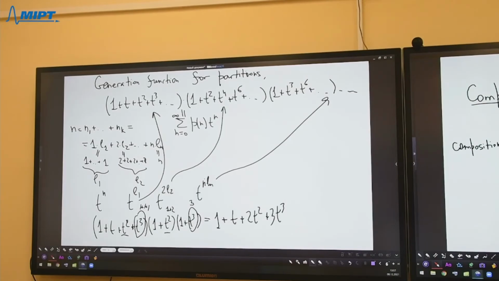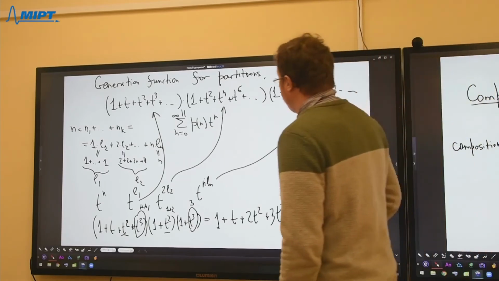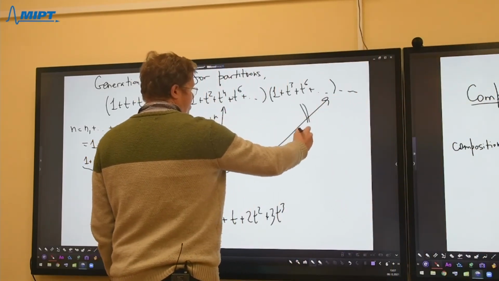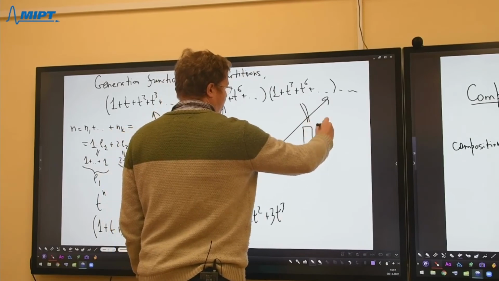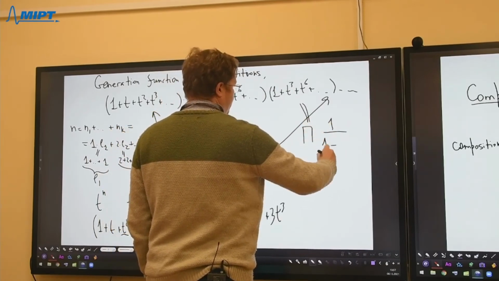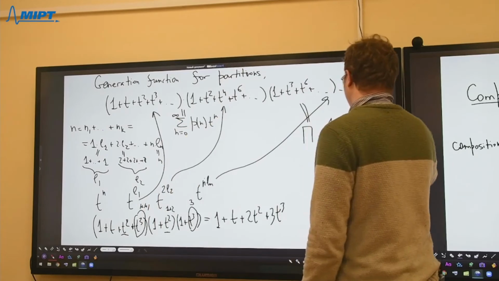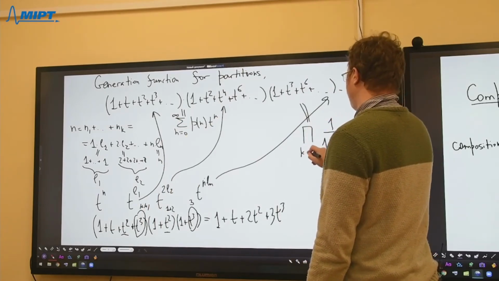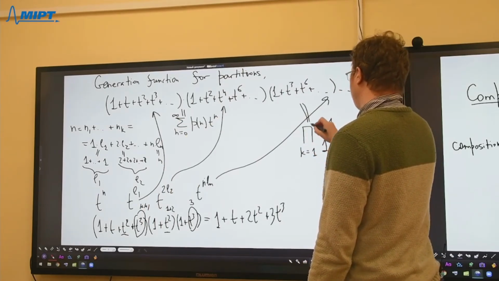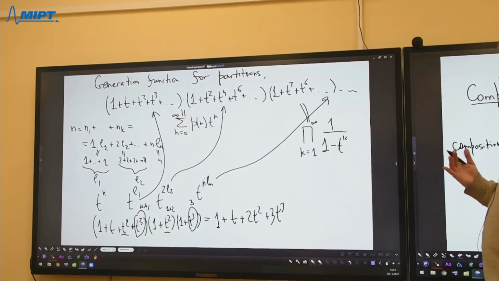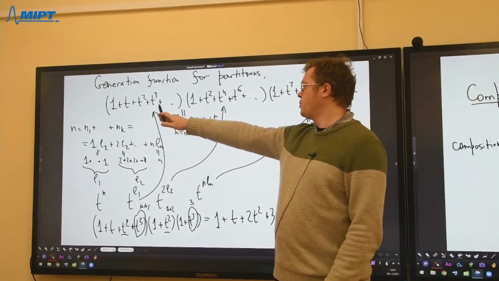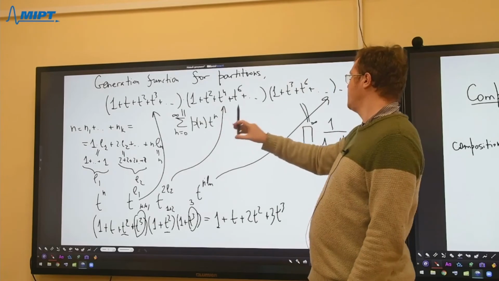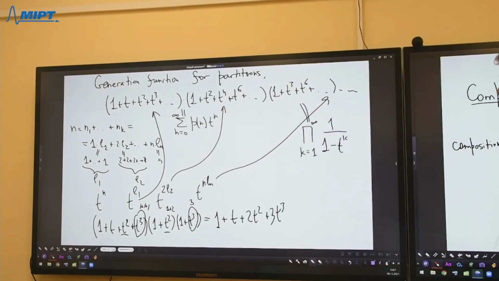whole generation function. Of course, it is useful. It's this. We can rewrite this maybe in some different form, like the product of all the 1 minus t to the power k, where k changes from 1 to infinity. So we just have here many infinities, but here we'll have only one infinity. We just wrote that this is inverse to 1 minus t, this is inverse to 1 minus t squared, this is inverse to 1 minus t cube, and so on.